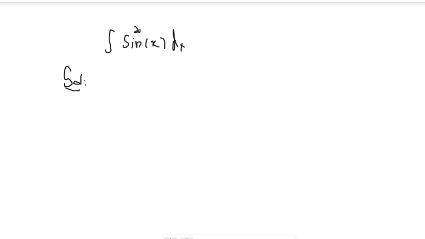From our elementary trigonometry, we know that sine square x can be written as one minus cos square x. This is from the identity cos square x plus sine square x equals 1, and this is very easy to remember. You all know this.